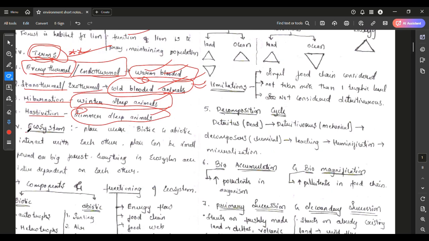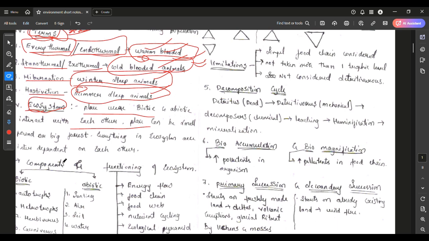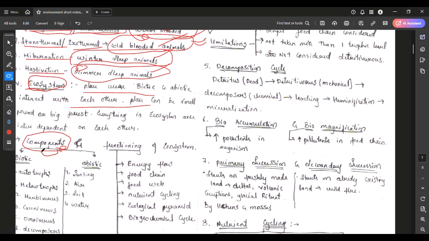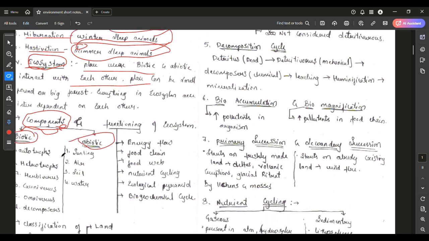Okay, guys. And coming to the ecosystem, I clearly defined the ecosystem definition. Later I also elaborated about the components of the ecosystem. You can see here the components of ecosystem are biotic as well as abiotic. In the biotic I clearly explained about the autotrophs as well as heterotrophs. Autotrophs are majorly trees. Heterotrophs are the animals which are dependent on the autotrophs.